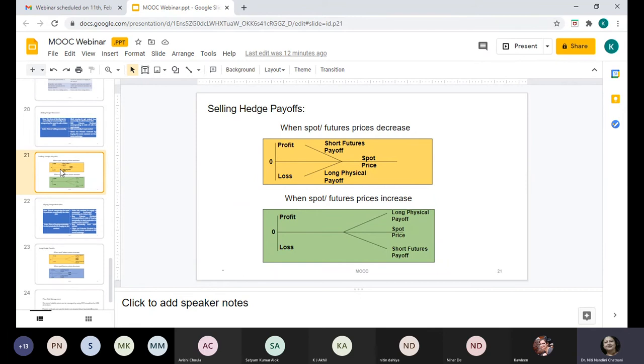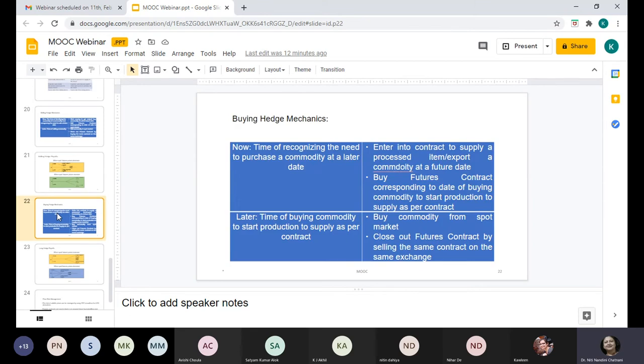So what we've seen here is actually how a selling hedge will work with a futures contract. Okay, now Colleen, please move to slide number 22.